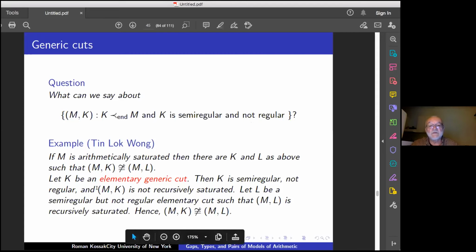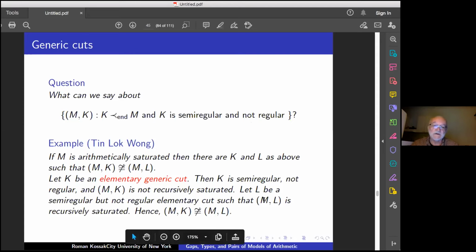Okay, so we have one pair. Now we take another pair. We simply take a pair (M, L), where L is semi-regular but not regular. This is a first order property of the cut, such that the pair is recursively saturated.